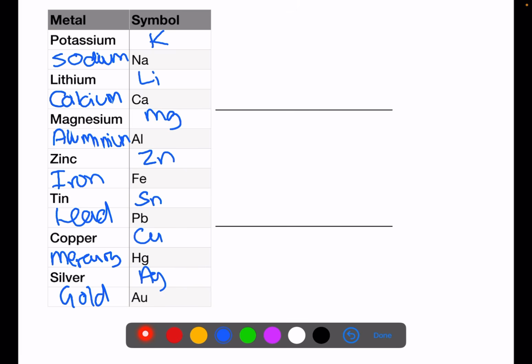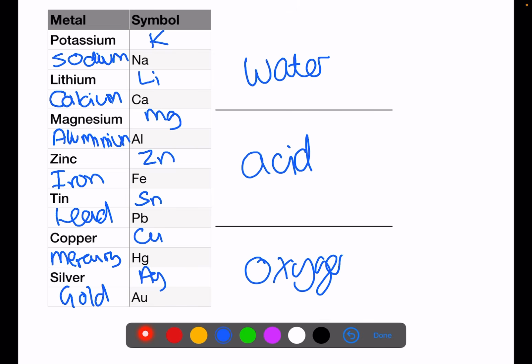The most reactive metals will react quickly with water. The metals in the middle will react with acid, and the least reactive metals will only react with oxygen, or not at all.